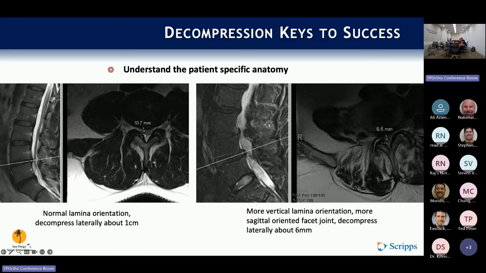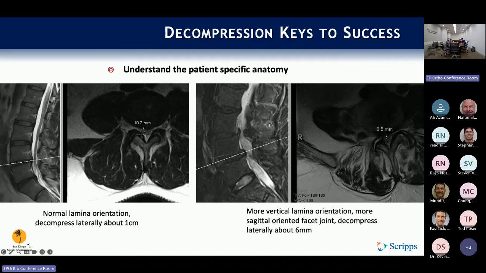And here are just a couple other notes. I think just understanding the patient-specific anatomy. These are a couple of screen grabs from a couple of cases I had with Dr. Stefan earlier this year. Essentially, I want people to understand the patient-specific anatomy for safety reasons and to obtain adequate decompression without risking instability.